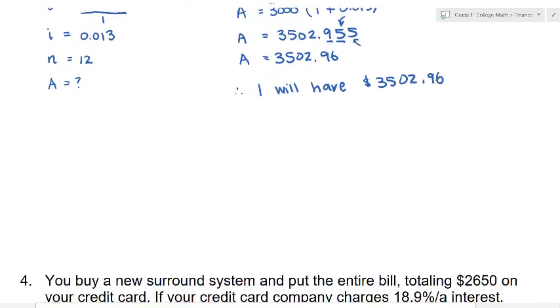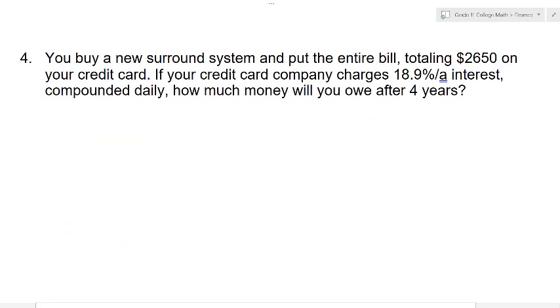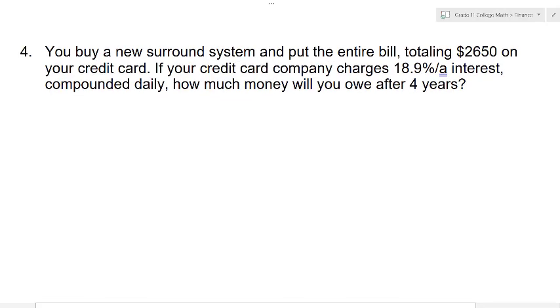Okay, let's do question 4. You buy a new surround system and put the entire bill totaling $2,650 on your credit card. If your credit card company charges 18.9% per year interest compounded daily, how much money will you owe after 4 years? All right, so let's write down everything we know.